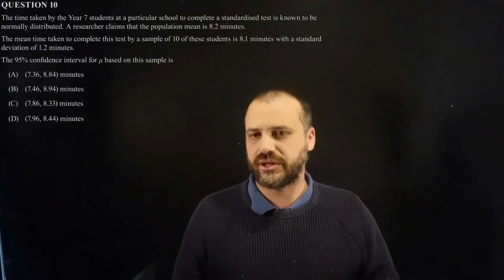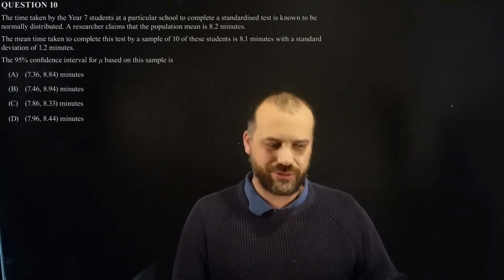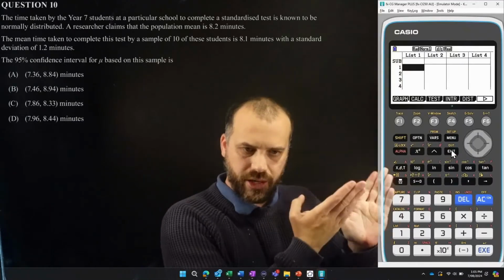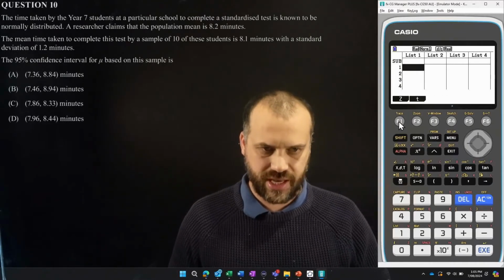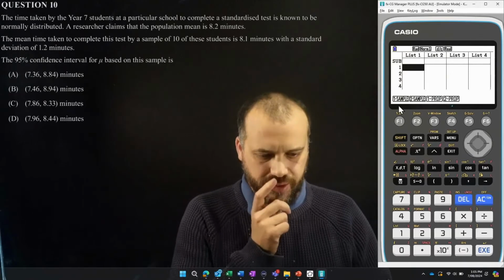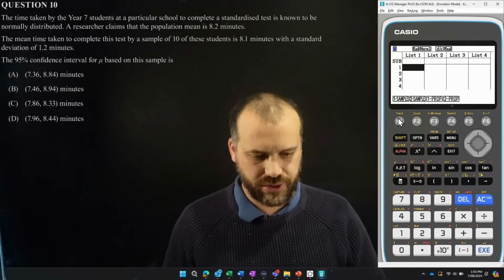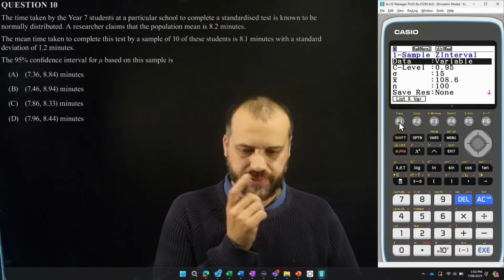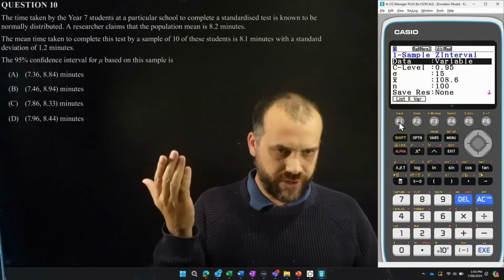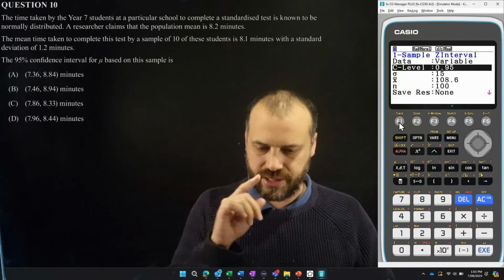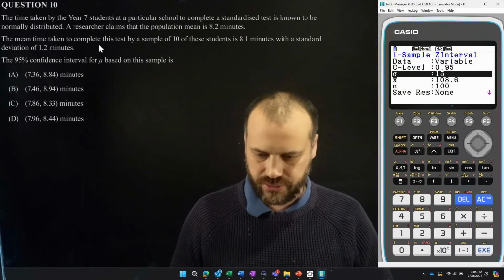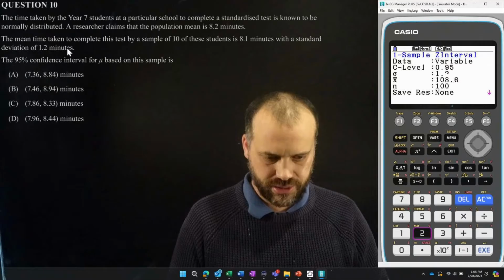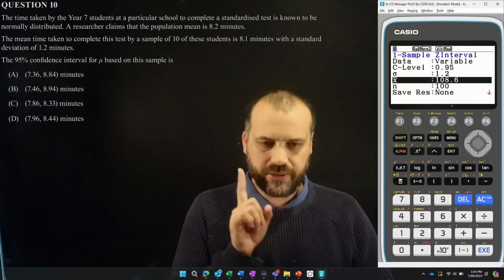We can use our calculator for this 100%. We don't need to write anything down at all. Now I'm in stat mode on my calculator here. I'm going to click intervals and Z. Okay, and now I'm doing a sample. So one sample here. Okay, let's see what we've got. Data, variable, good. We're looking for a 95% confidence interval, also good. Now, what about standard deviation? 1.2 minutes. Okay, good.